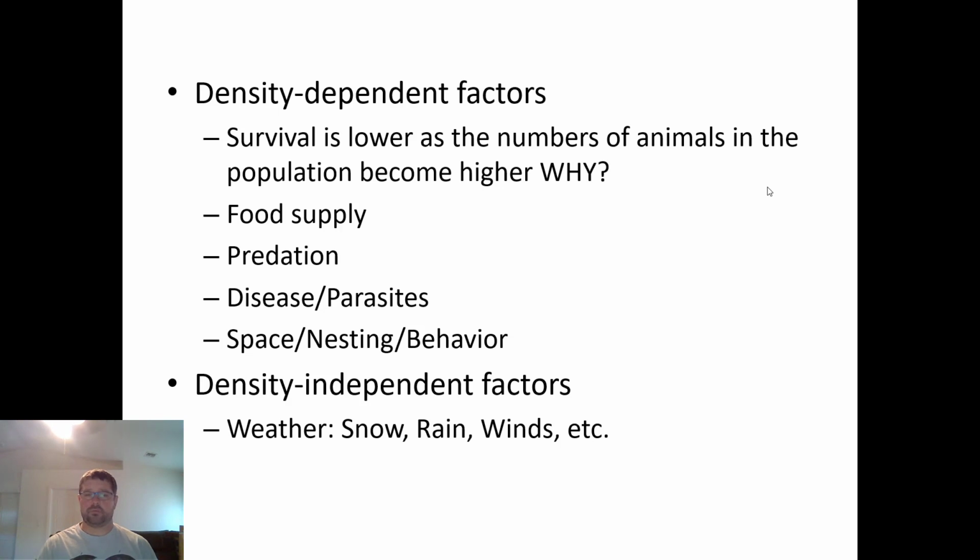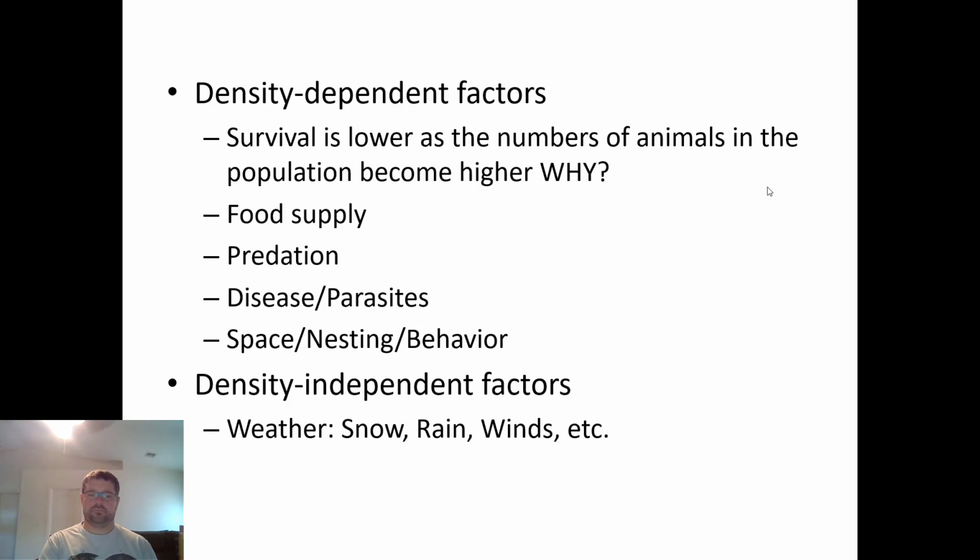Remember, Robert MacArthur was talking about optimal feeding, and I talked about him as being one of these individuals that managers stand on the shoulders of, who laid the groundwork. His optimal feeding and work with density-dependent factors was hugely important for the way we manage species today.